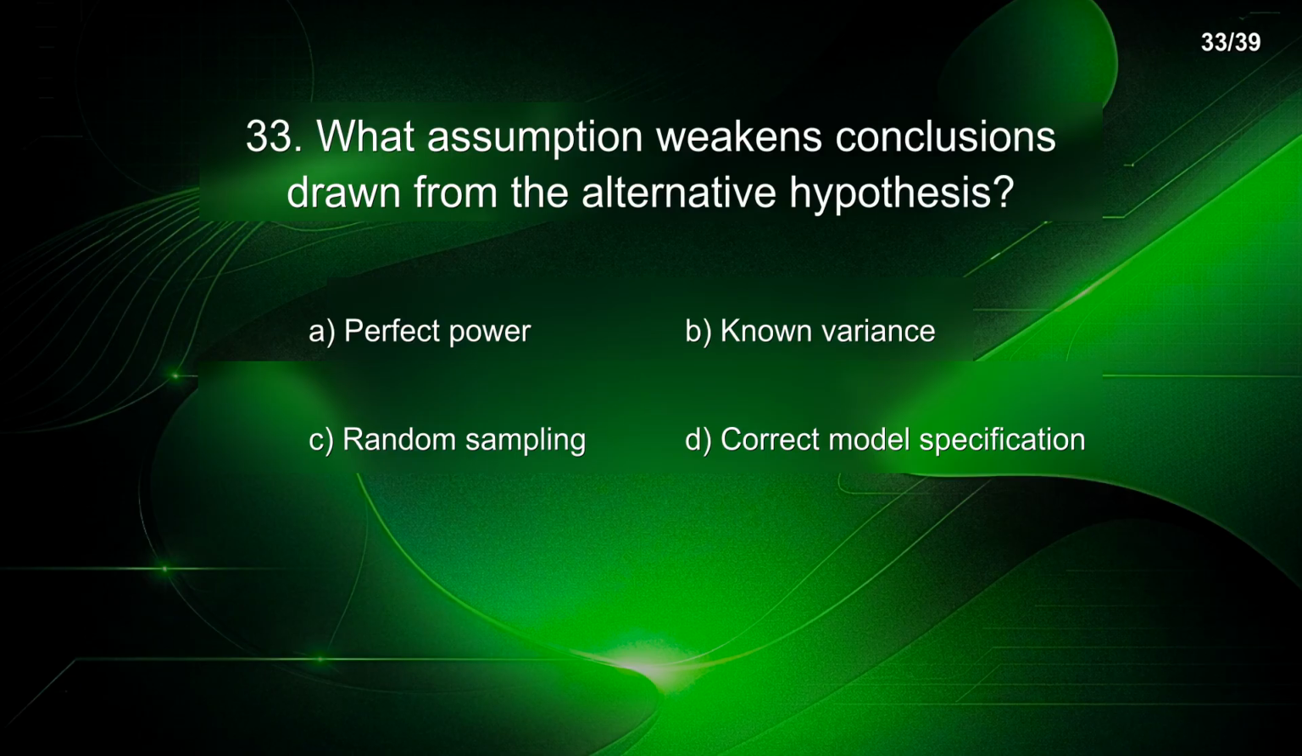33rd question. What assumption weakens conclusions drawn from the alternative hypothesis? A. Perfect power. B. Known variance. C. Random sampling. D. Correct model specification. Correct answer is D. Correct model specification.